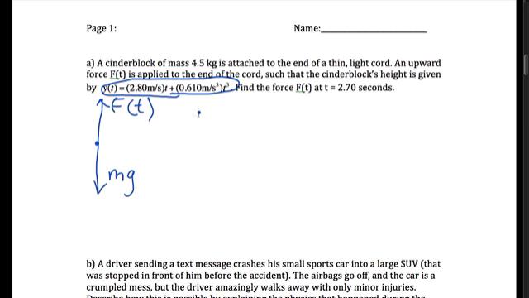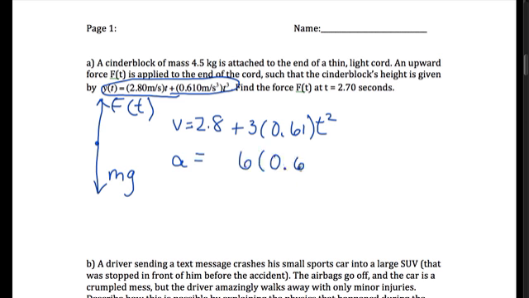When you are given the position as a function of time, the first derivative is the velocity. So the first derivative would be the velocity. That's equal to 2.8 plus 3 times 0.61 times t squared. The acceleration is the second derivative. That's going to be 6 times 0.61 times t. So the acceleration is not constant, and it was not appropriate to use the equations for constant acceleration, like x equals x naught plus v naught x t plus 1/2 a x t squared. Those are not appropriate equations to use here because a is not constant. It is a function of time.